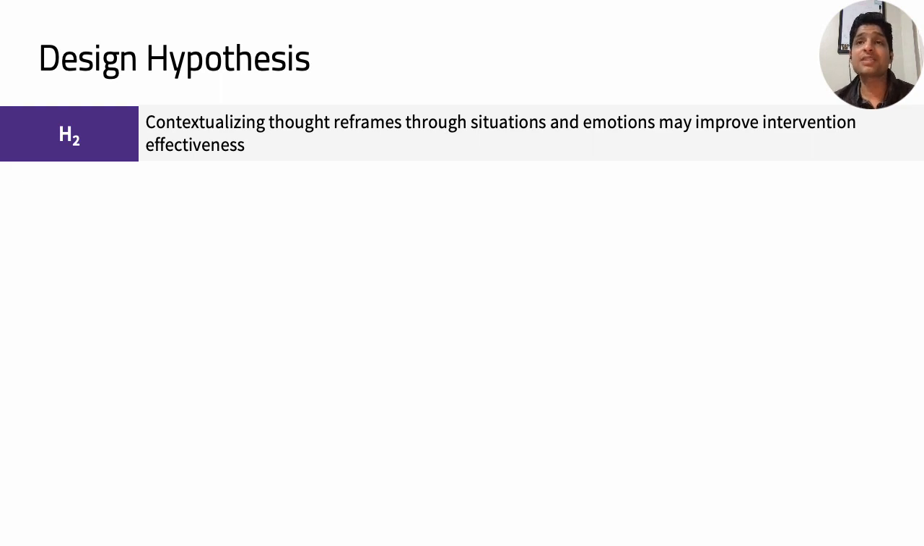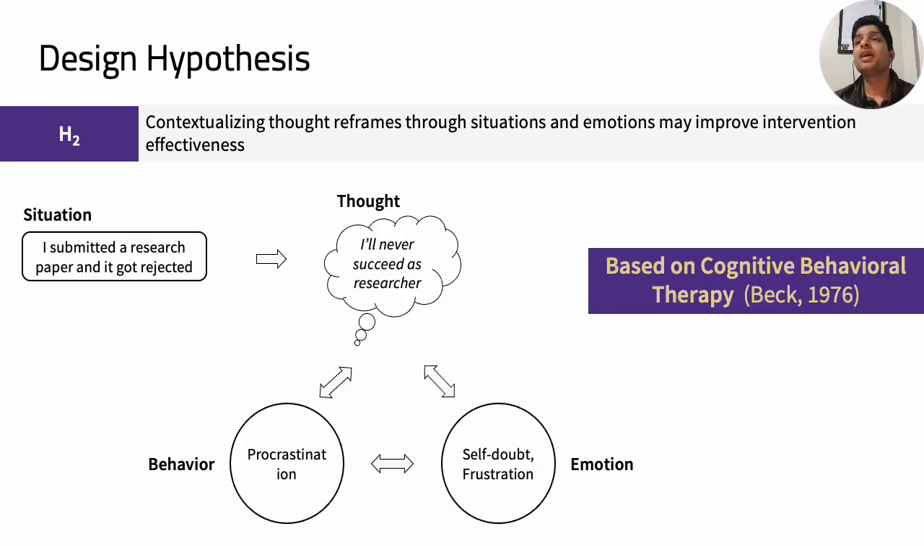Second, we hypothesize that contextualizing thought reframes through things like situations and emotions may improve the intervention effectiveness. So cognitive behavioral therapy has shown that our thoughts are shaped by our situations, subsequently influencing our beliefs and emotions, which is why the ability to reflect on situations and emotions and recognizing their connections with negative thoughts could be beneficial in accurately assessing thinking traps and writing effective reframes.